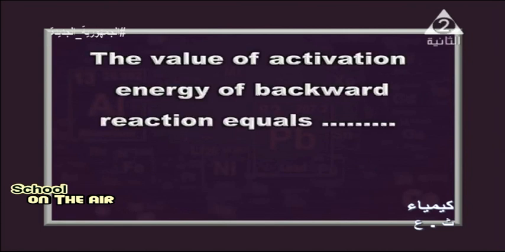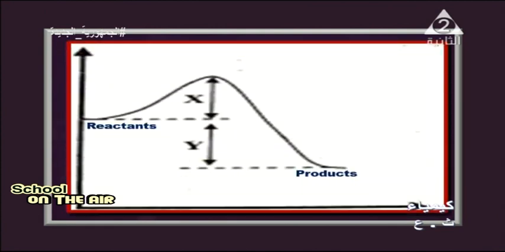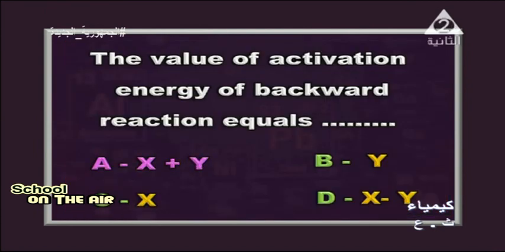The value of activation energy of the backward reaction equals x plus y, y, x, or x minus y. If you look at the graph, we know that the activation energy for the backward reaction starts from the products to the top of the curve, so it will be x plus y. So the answer is x plus y.